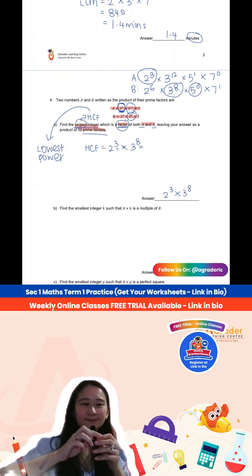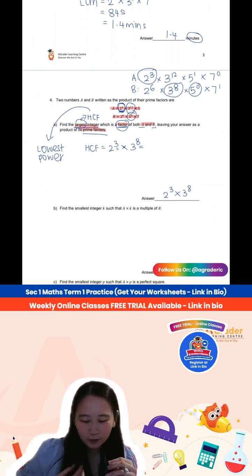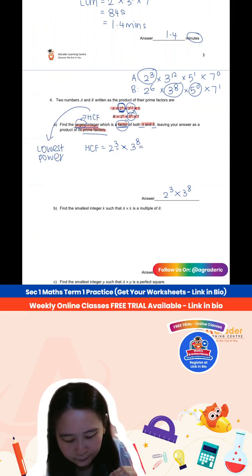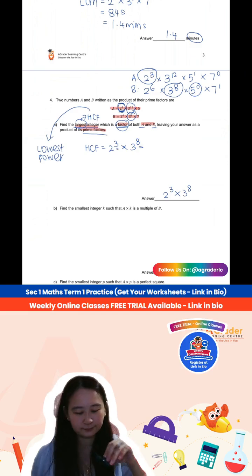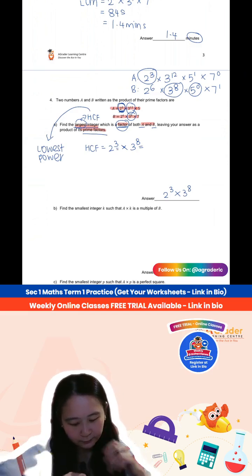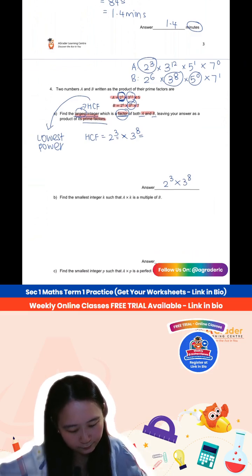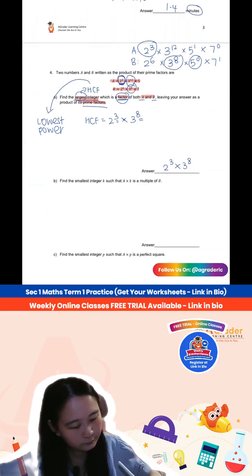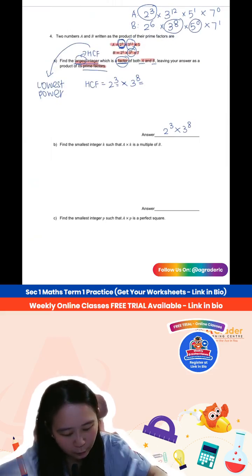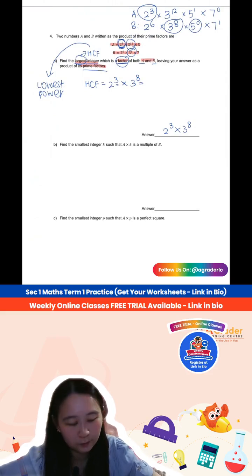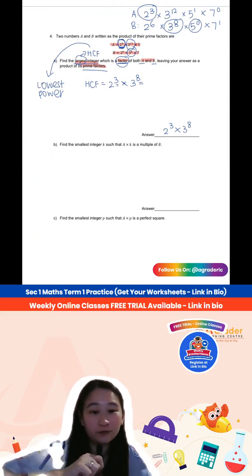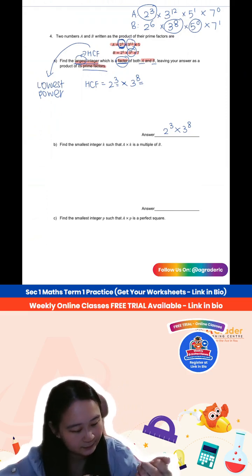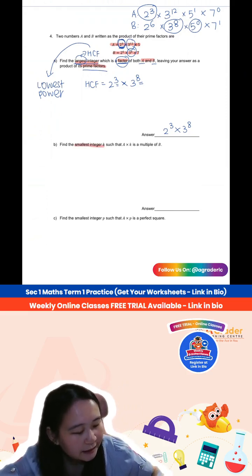You're right. Because part B they're asking for, you need all the factors of B. They're not asking you for the lowest common multiple. They're asking you to find the value of k. So find the smallest integer k such that A times k is a multiple of B.